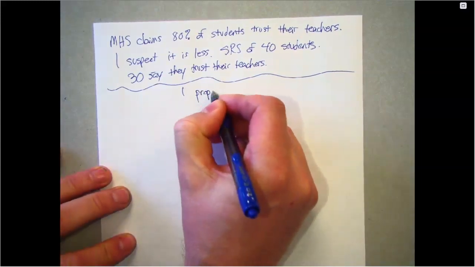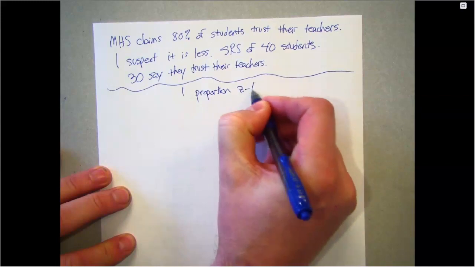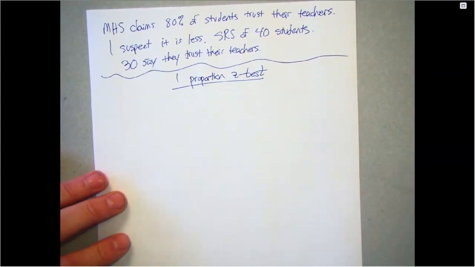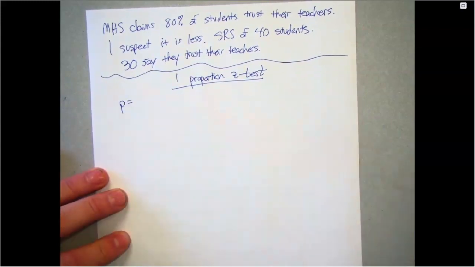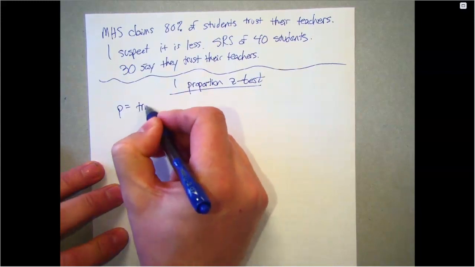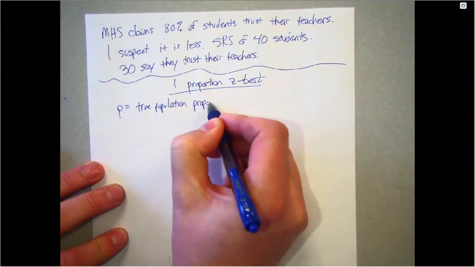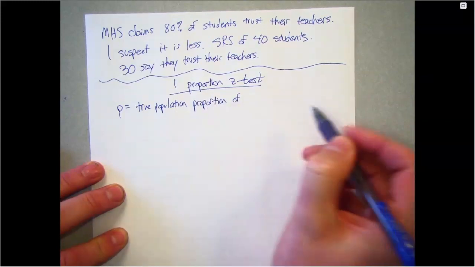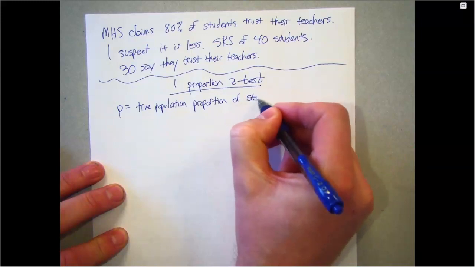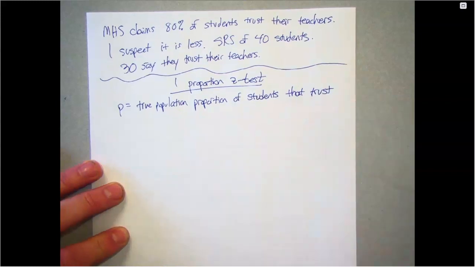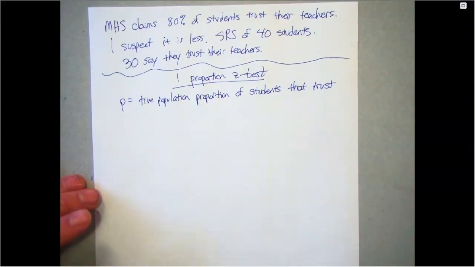So again, we are doing a one proportion Z test. I want to start by defining what P is. P is the true population proportion of students that trust. I don't want to write the teachers, because I'll have to go to the next line. Oh, that's all right. Can't be wasting space on paper like that.